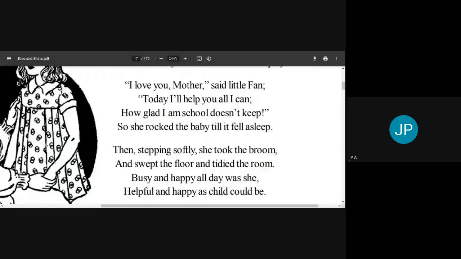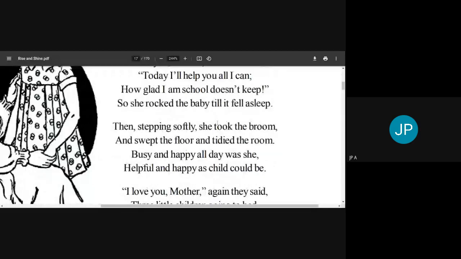And made the room clean. Tidied means clean. And she was busy and at the same time she was happy. All the other two children were happy, but they were not busy. But this child is busy with her work, and at the same time she is happy that she is helping her mother, and she is helpful and a happy child.